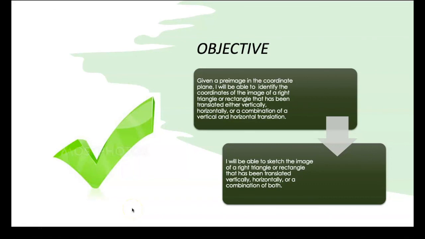Our weekly objectives. Given a pre-image in the coordinate plane, I will be able to identify the coordinates of the image of a right triangle or rectangle that has been translated either vertically, horizontally, or a combination of a vertical and horizontal translation. I will be able to sketch the image of a right triangle or rectangle that has been translated vertically, horizontally, or a combination of both.